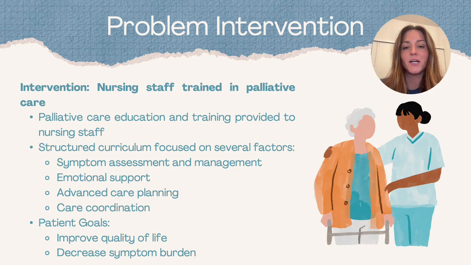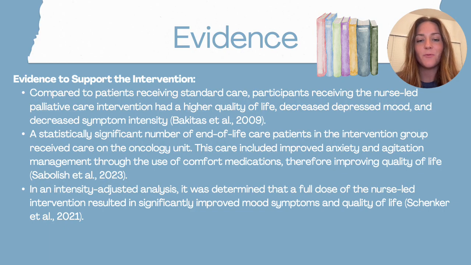These goals are specific to each patient, but relate to improving their quality of life and decreasing the burden of their symptoms. The factors of this intervention are to be implemented during hospital admission for acute care patients. So up next, we will need some evidence to support the effectiveness of our intervention, and we have a few studies and outcomes noted here.